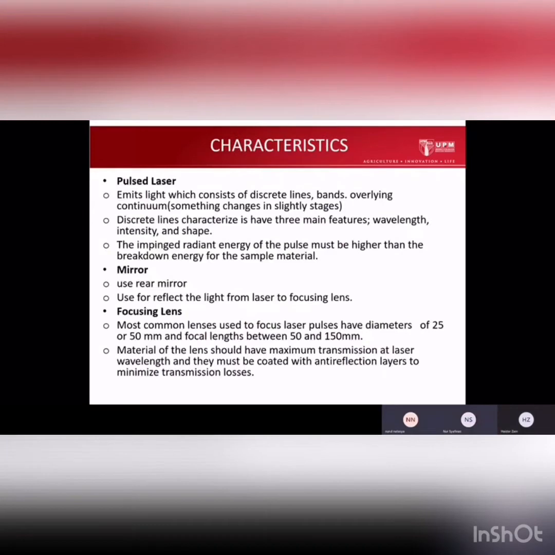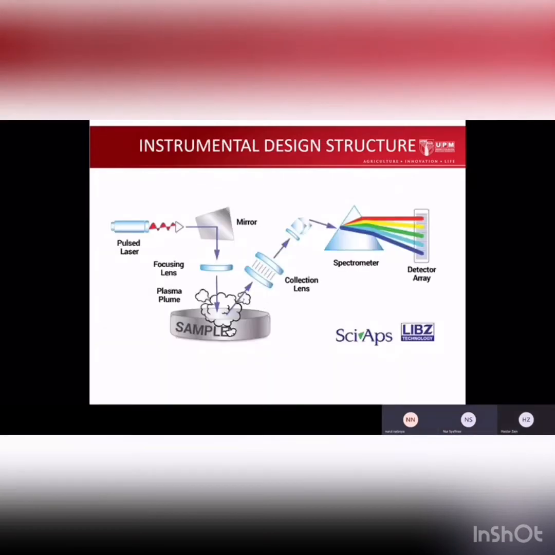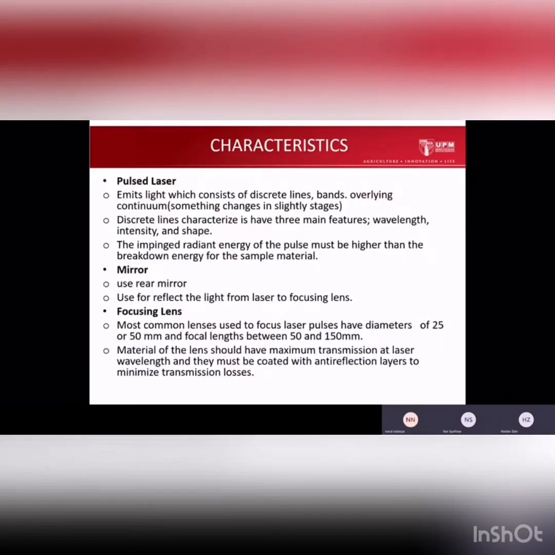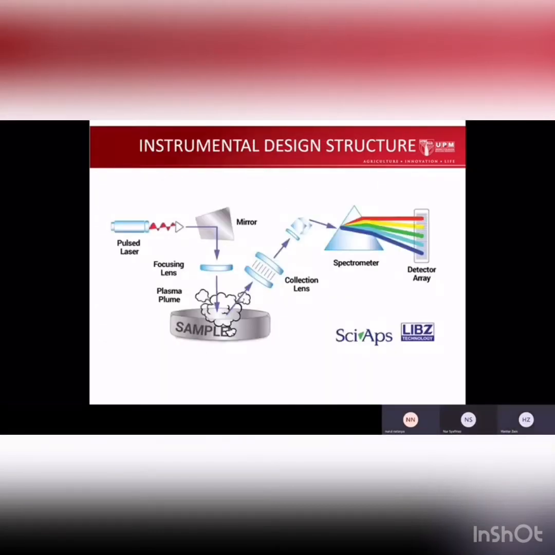For the first one, the plasma light consists of discrete line bands overlying a continuum. So the continuum is something like a change in stage. In this structure, we go step by step. The second point, the discrete lines have three features, which are wavelength, intensity, and shape. The impinging radiant energy of the pulse must be higher than the breakdown energy for the sample, which means the pulse laser should be higher than everything.